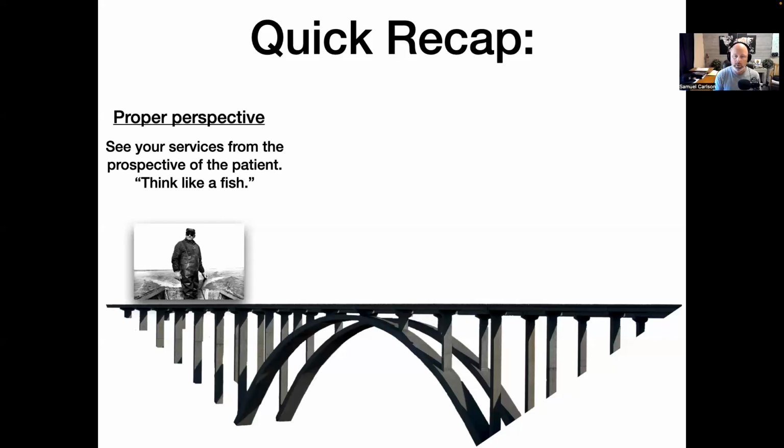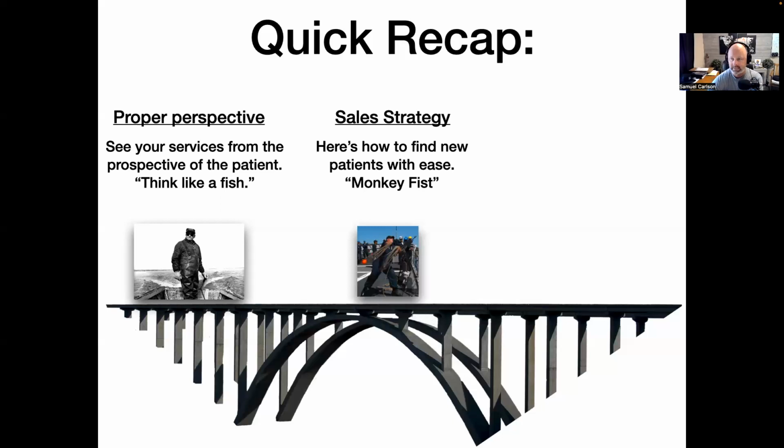So when you start your marketing, if you want your marketing to actually deliver results, you got to start out by seeing your services from their point of view. So you got to think like a fish. That's number one. Your marketing has to start there.